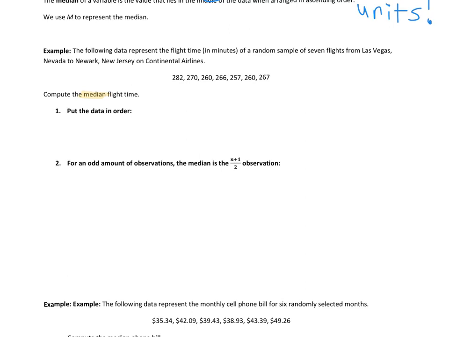All right, so let's sort through this. Let's see, 257. That's the smallest value, and then we have 260, and then 260 again. We'll write it twice. 266, 267, 270, and then 282 comes next.